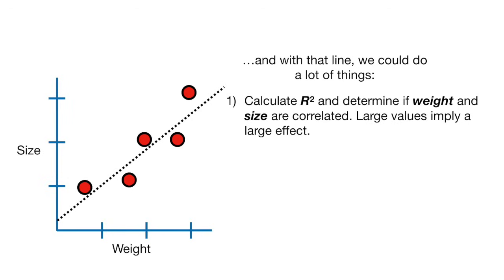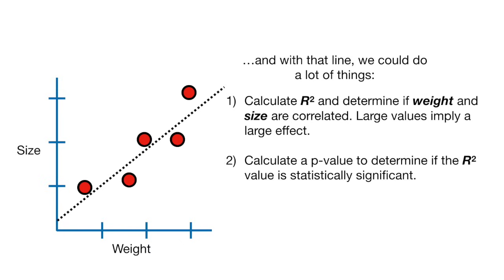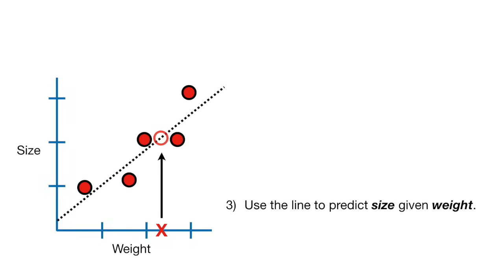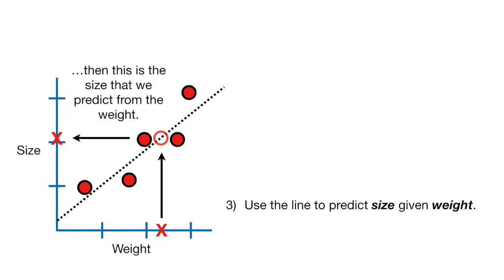First, we could calculate R squared and determine if weight and size are correlated. Large values imply a large effect. And second, calculate a p-value to determine if the R squared value is statistically significant. And third, we could use the line to predict size given weight. If a new mouse has this weight, then this is the size that we predict from the weight.